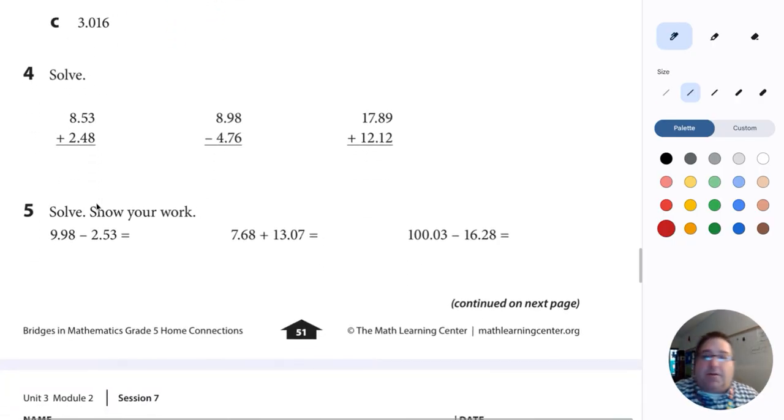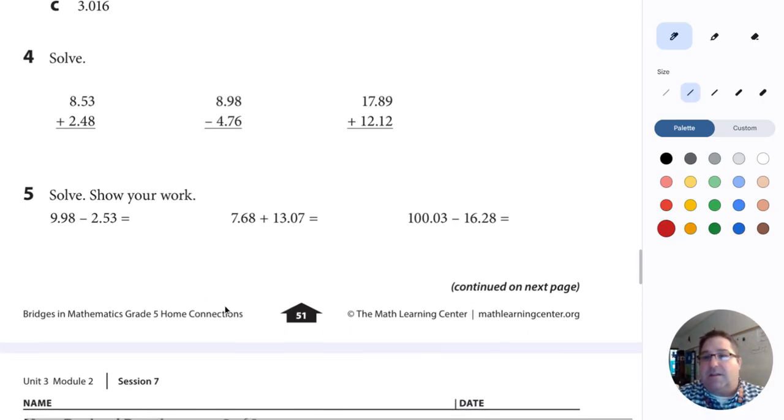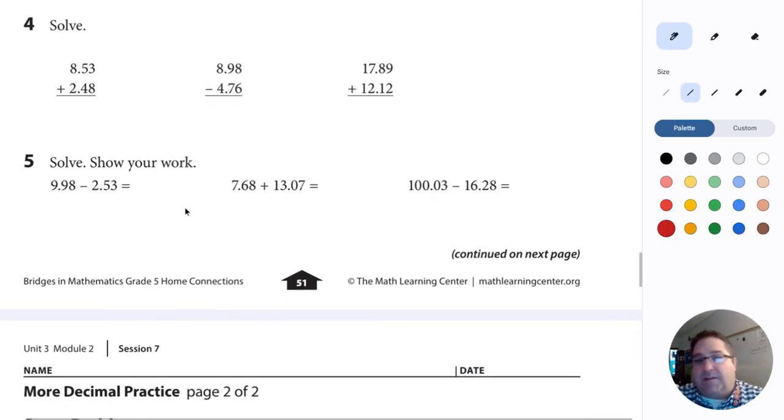And then just some good old adding and subtracting. Again, great things to practice. 4, they stacked them for us. 5, they didn't. So if we stack these up real quick, 998 minus 253. 8 minus 3 is 5. 9 minus 5 is 4. 9 minus 2 is 7. Boom, we get 7 and 45 hundredths.